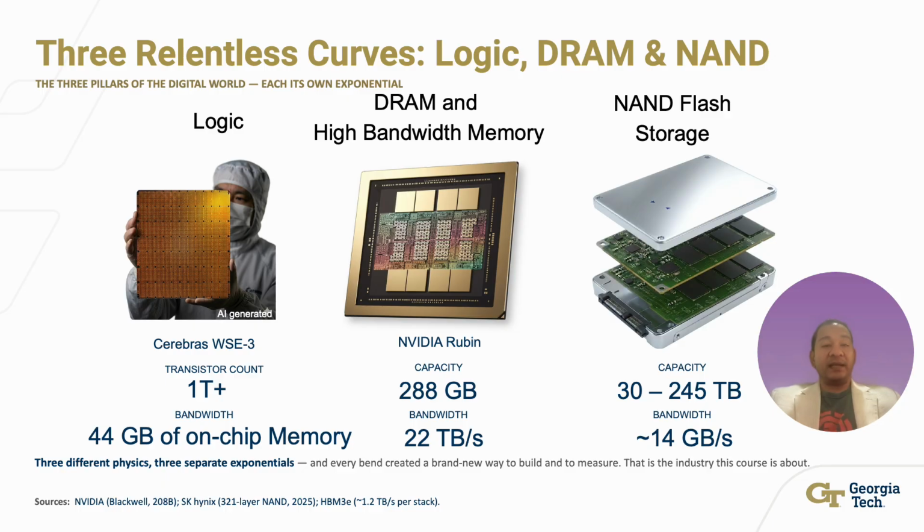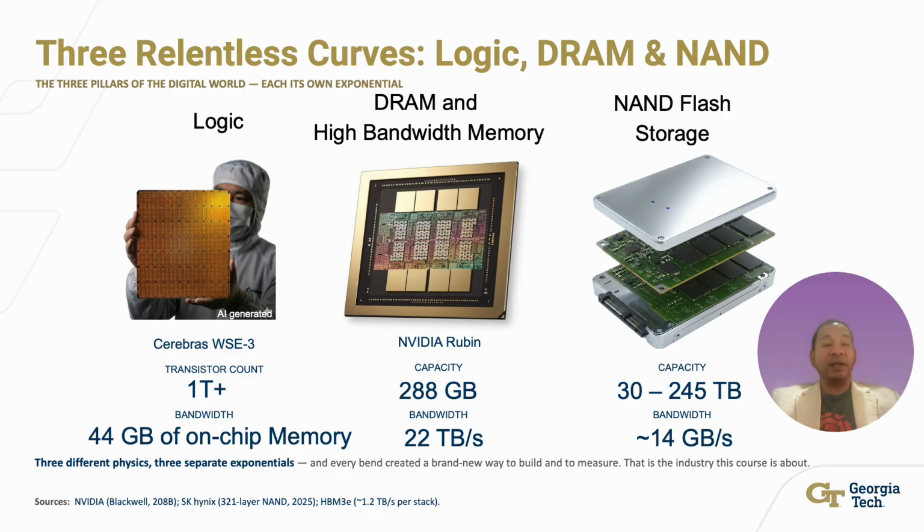Three kinds of chips carry the entire digital world. Logic chips are the brains that do the computing. DRAM is the fast working memory a computer uses while it is running. And NAND flash is the storage that keeps your data when the power is off. Each of these has improved at an astonishing, steady pace for decades.